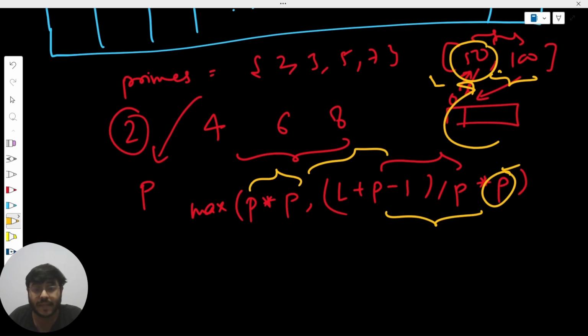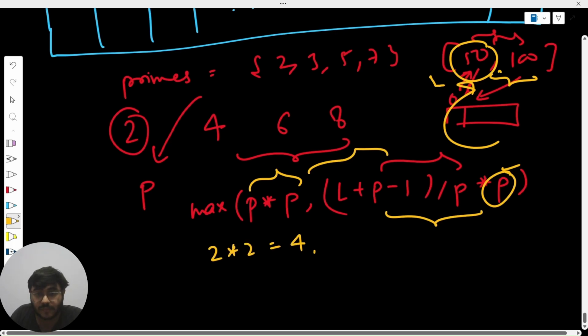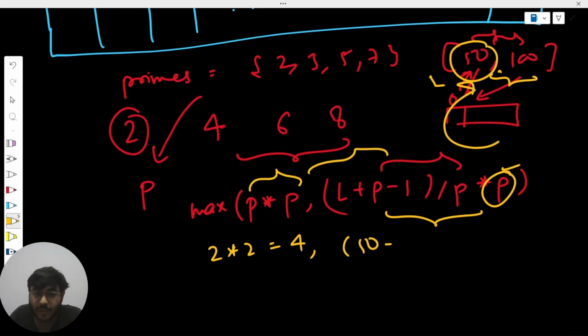Okay, so we'll see in some cases this p into p is bigger than the first multiple of number p in that range. Okay, so let's say we had 2. So 2 into 2 is what? 4. Okay, and l plus p minus 1 is what? 50 plus p minus 1, p is 2, so 2 minus 1, divided by 2 into 2. Okay, let's try to see what 50 plus 2 is.